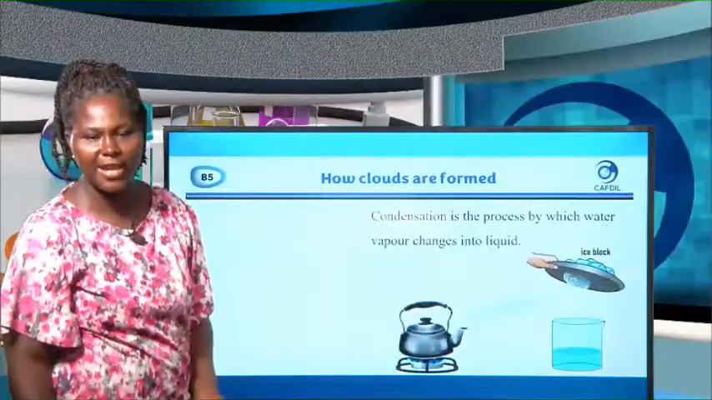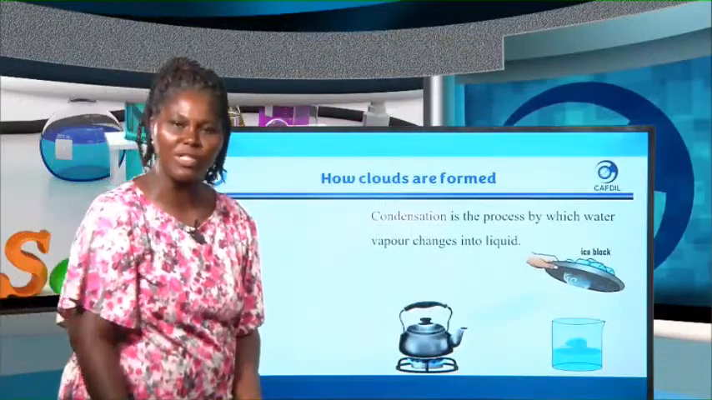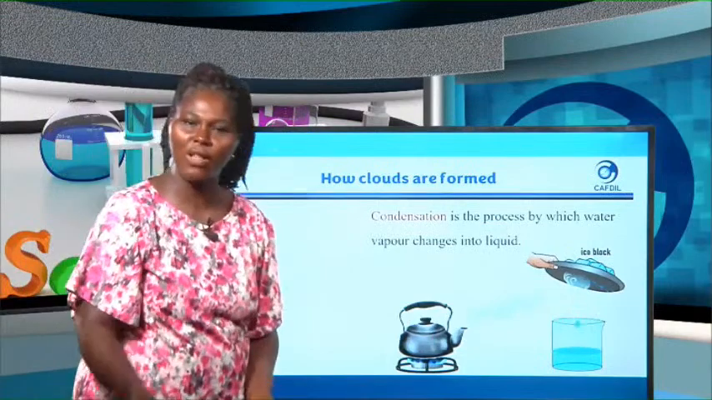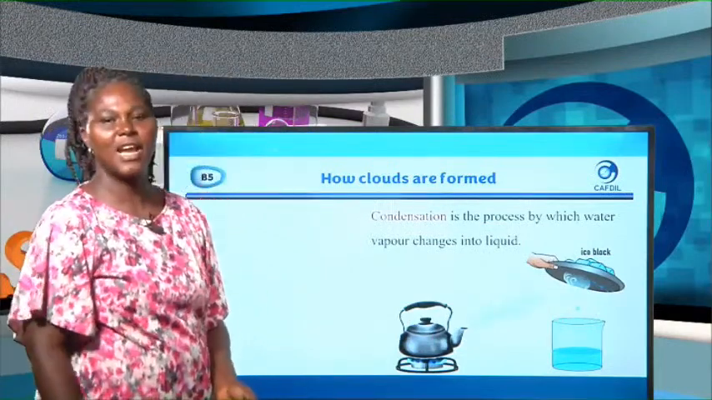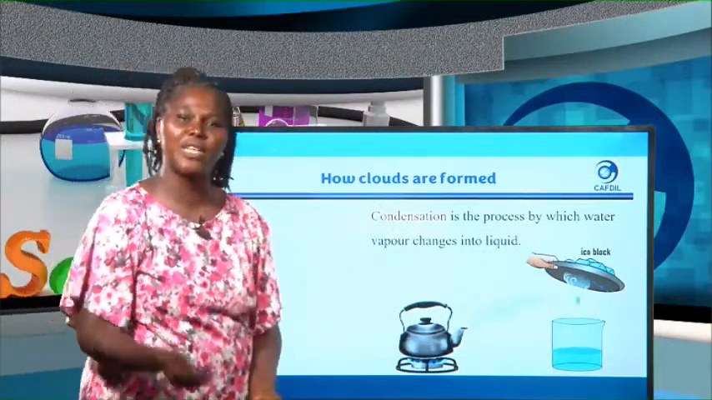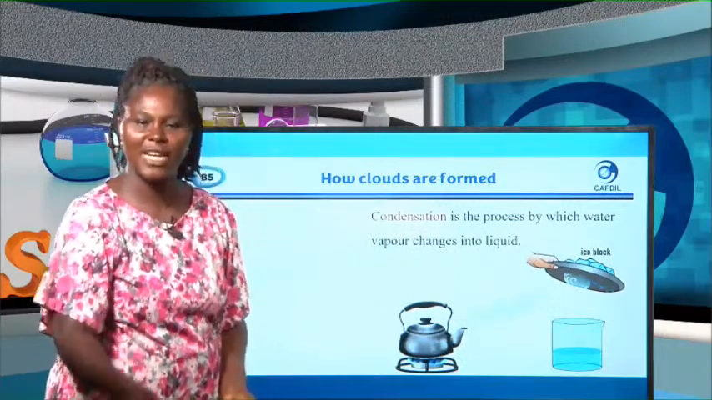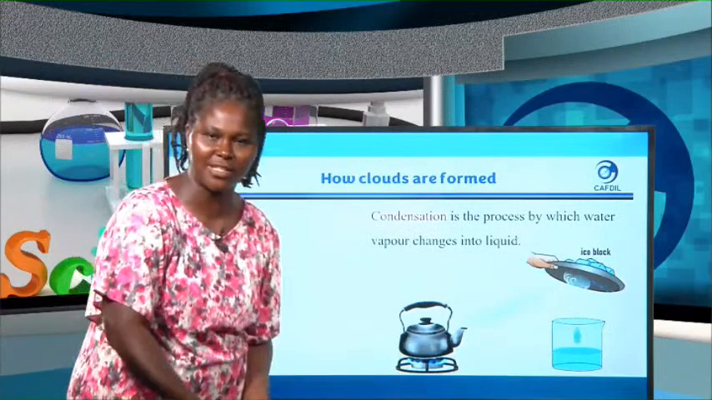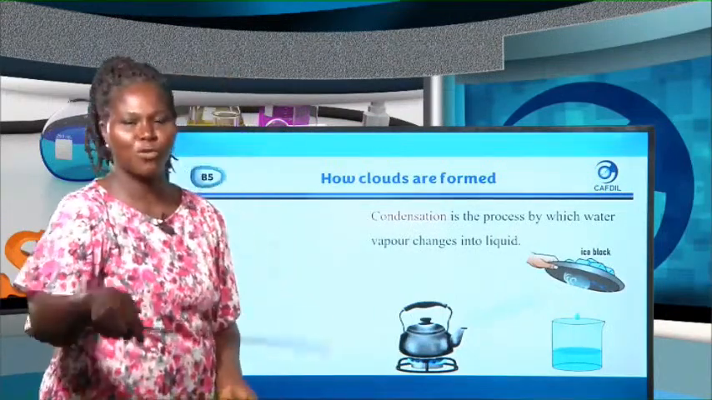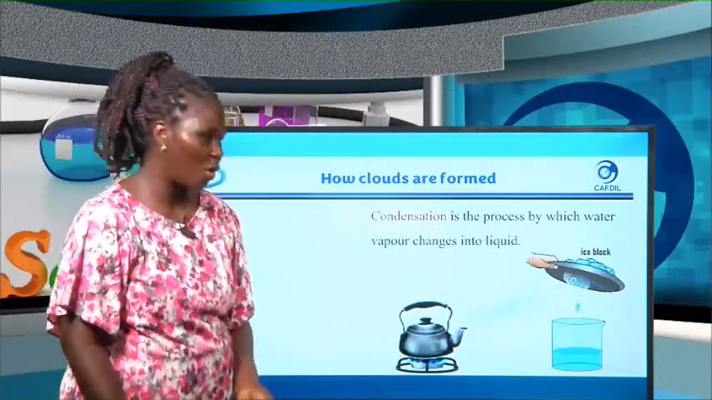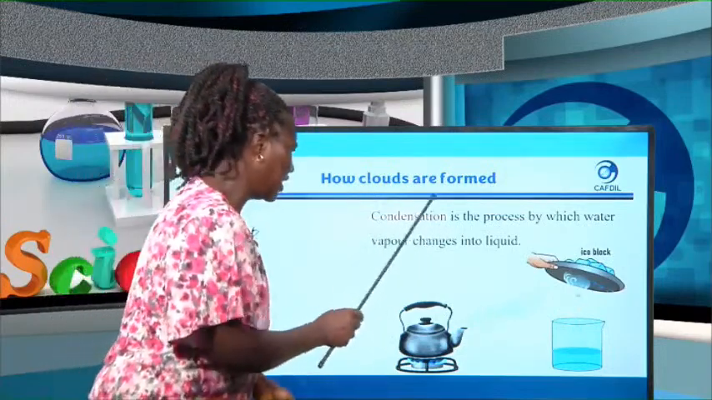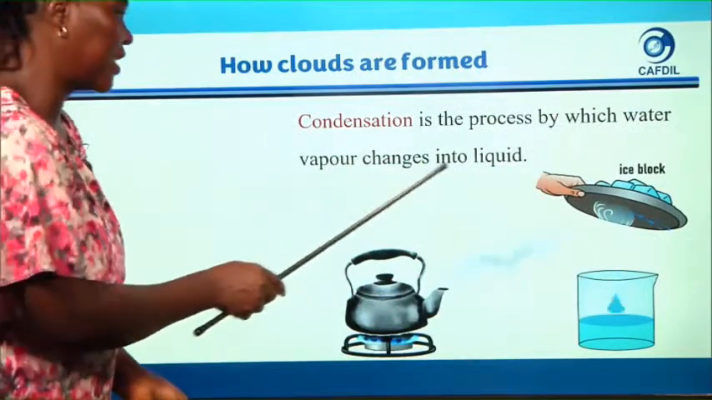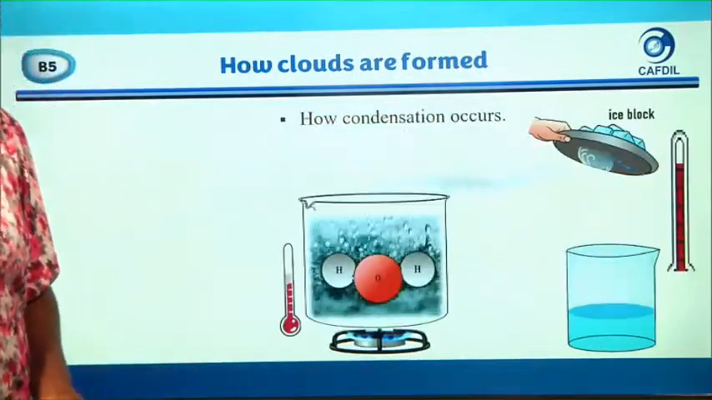And you can try it in your various homes. Put water on the fire, let it boil, close it, and when you open, you see droplets of water on the lid. When you tilt it, the water will fall. That is what we call condensation. It's the process by which water vapor changes into liquid.